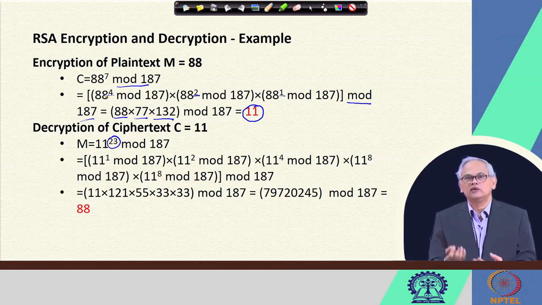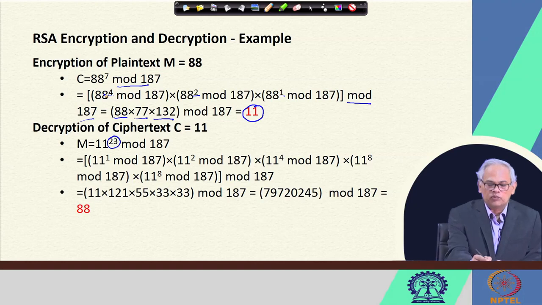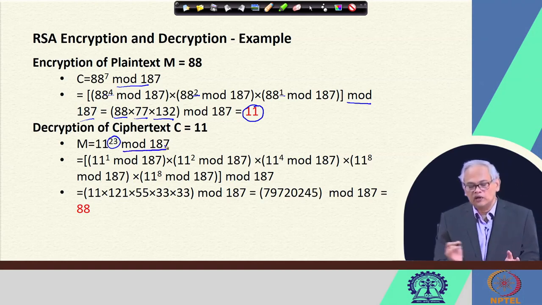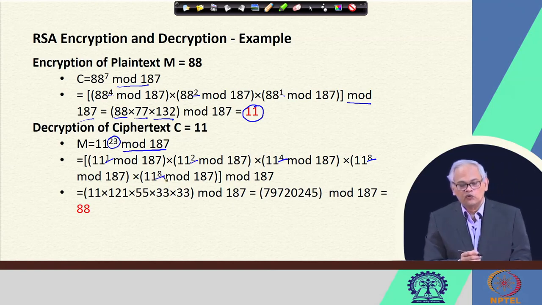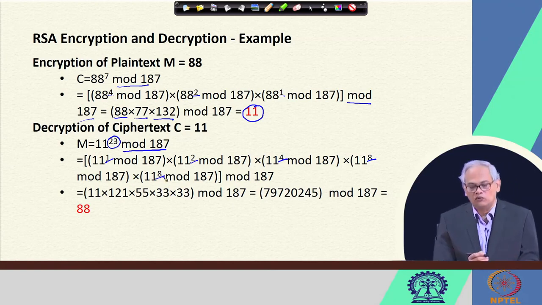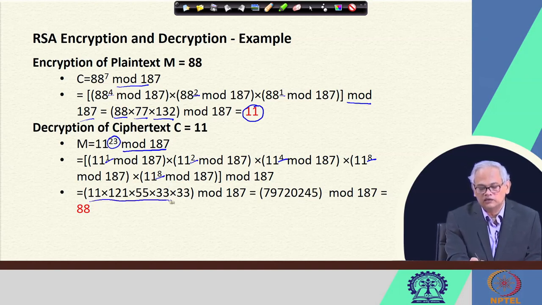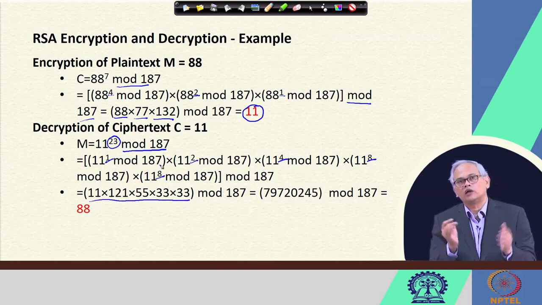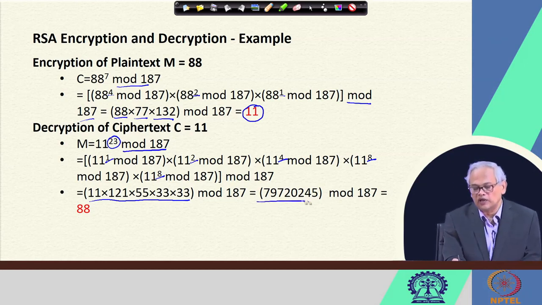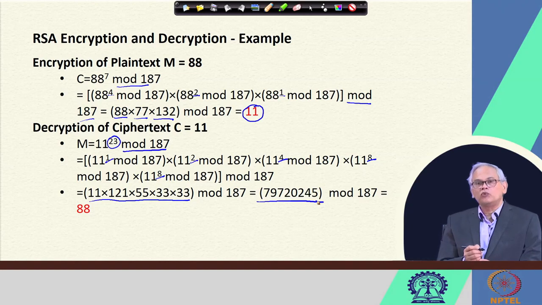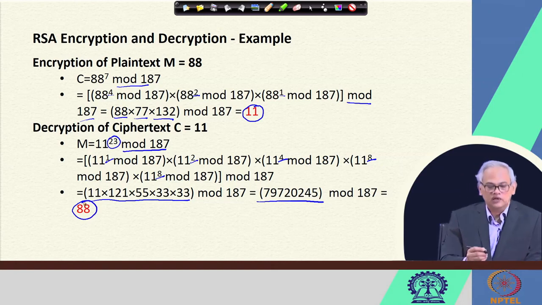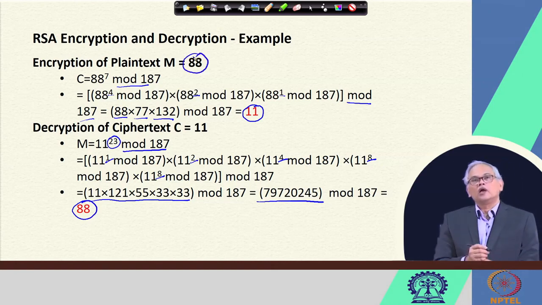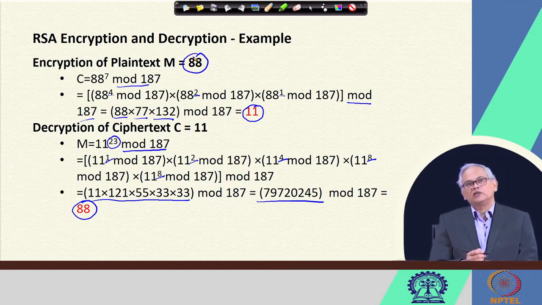So, Bob is raising 11 to the power of 23 and then applying mod 187 there, and again we can do a little bit of these adjustments. This 23 we break it up into 1, 2, 4, 8 and 8, and then we get this simplified form by which we can get this from each of these parts of this equation, and then we get finally 797202245 mod 187, and if you compute it, you will find that we end up getting 88, which indeed was the original plain text that was encrypted by the encryption key, that is the public key.